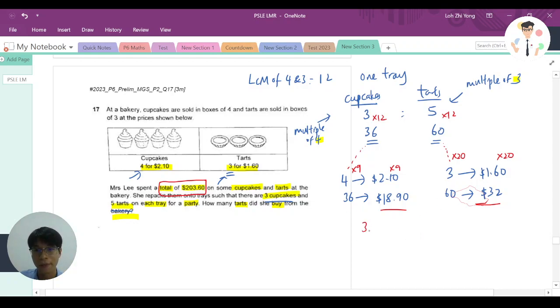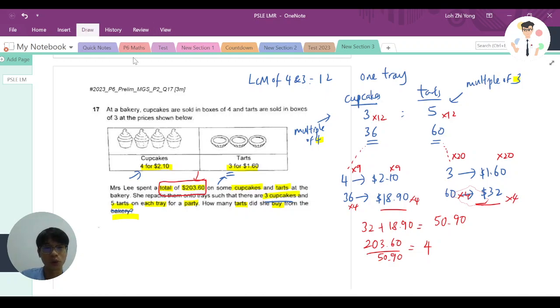So let's try 32 plus 18.90. Okay, and you found that it's actually only $50.90, which is not this. So we divide 203.60 by 50.90 to find out how many times of this will be the exact amount. And you notice it's actually 4, which means that we need to have all this value times 4, then it will be the exact number that we want to find.